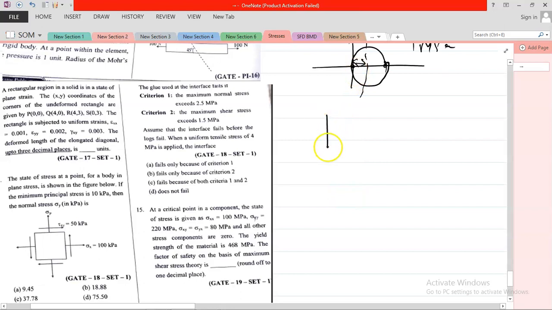Just suppose this is your body, a rectangular body. This is one coordinate 0, 0. This is coordinate 4, 0. This is coordinate 0, 3, and this is 4, 3. This is our rectangular body. Now epsilon x has changed.